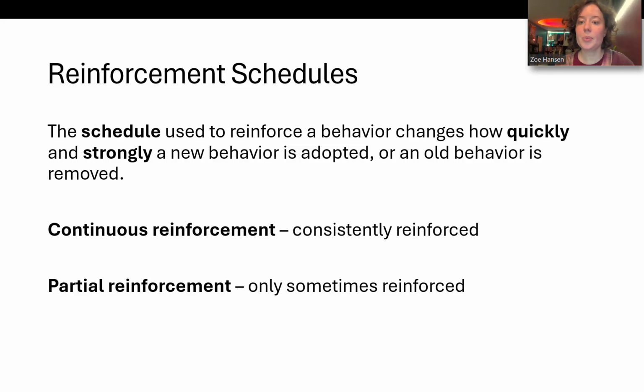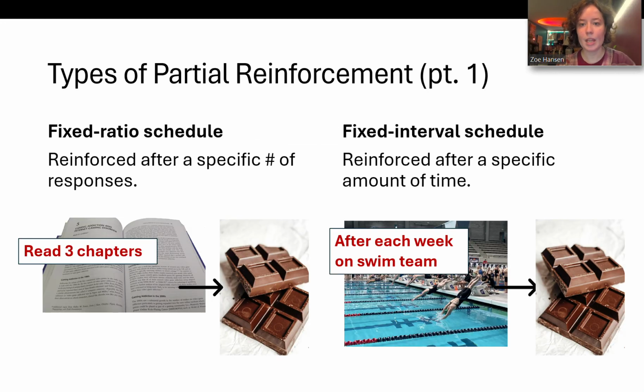Okay. Next, we're going to discuss reinforcement schedules. So the schedule used to reinforce a behavior changes how quickly and strongly a new behavior is adopted or an old behavior is removed. So there's 2 broad categories. There's continuous reinforcement, in which case the behavior is consistently reinforced after every single time that you do it. Whereas partial reinforcement is when it's only sometimes reinforced. And the sometimes part varies a lot, and let's get into that now.